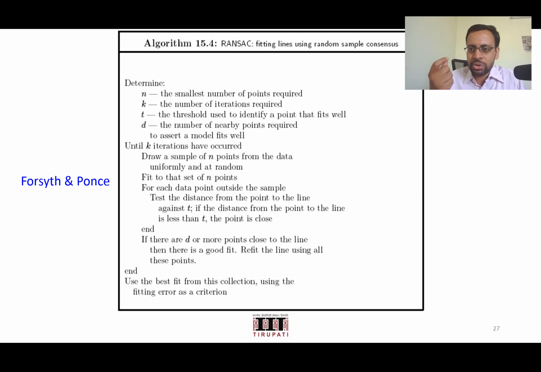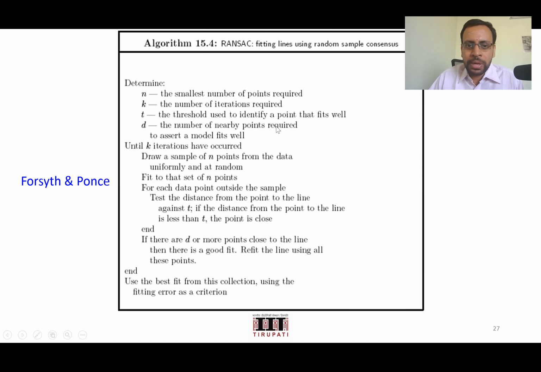But to write that answer, you need some proper terminology and all the parameters and variables. So n is the smallest number of points required. For example, if it is a line, you require 2 points. Then k is the number of iterations required, the number of times you need to repeat the experiment. t is the threshold used to identify whether a point fits well. In the simple case, that's the distance from the line. That's the threshold, you keep it there.